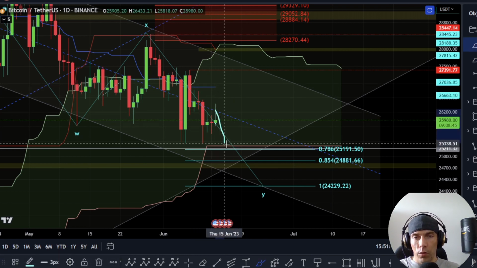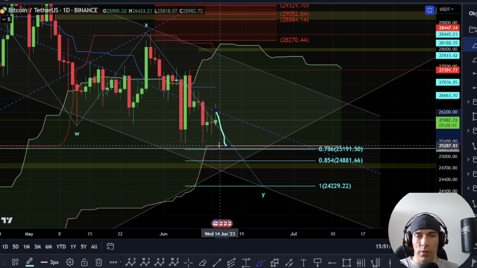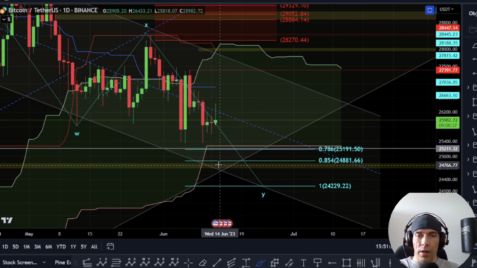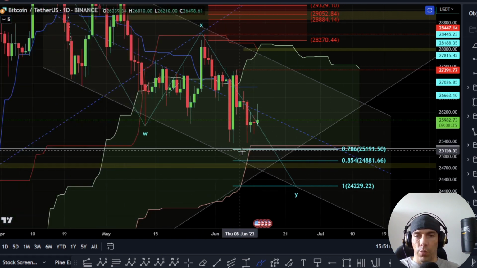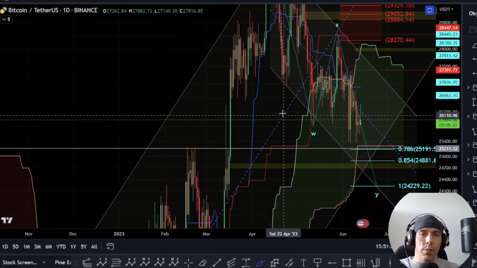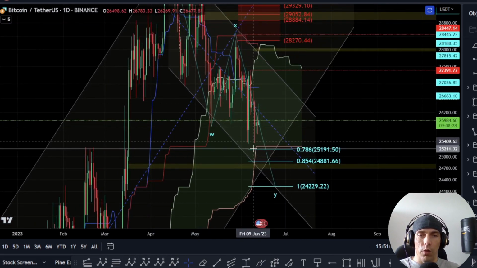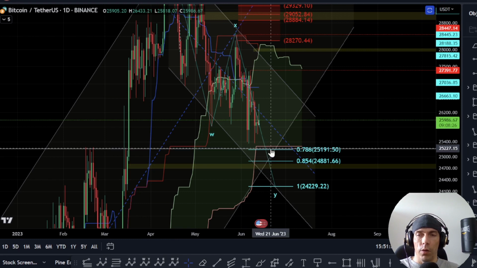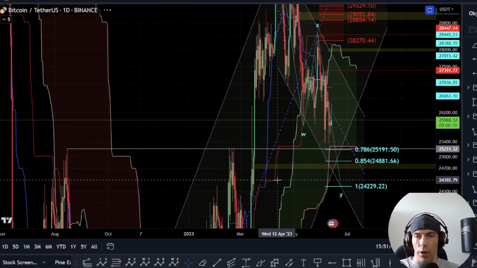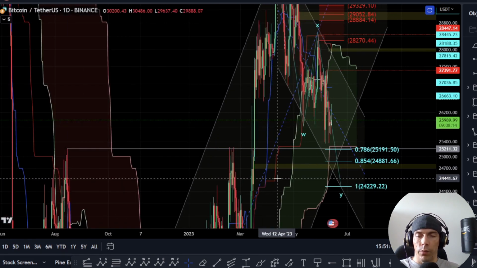If however we do look to push down one more time here, I would be keeping an eye on this zone of this 25,277, as this would be a retest of the daily cloud. As well as that, if we do look to push down a little bit lower than that, we do have a retest of some of these high points, so I'd be keeping an eye on that level if we do come back down into these zones. So pretty much between this area here, this 25,257 all the way down here towards this lower range of this 24,441.